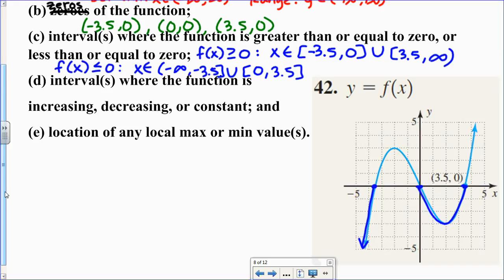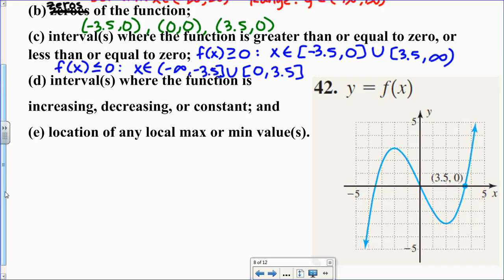Questions about that? So greater than or equal to 0, less than or equal to 0. Use your x-axis as 0. Greater than is above, less than is below. Since it's equal to, you include the zeros. So you use the brackets. Okay, local maximum or minimum. So we're going to go back and do D, but E will help us with D, so let's skip to E.